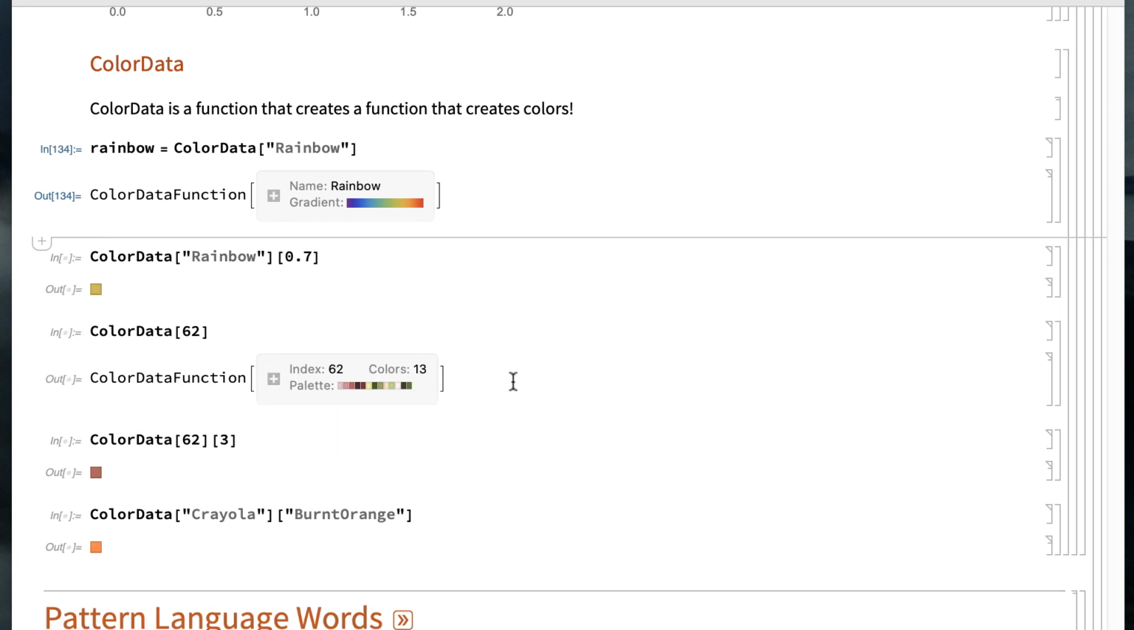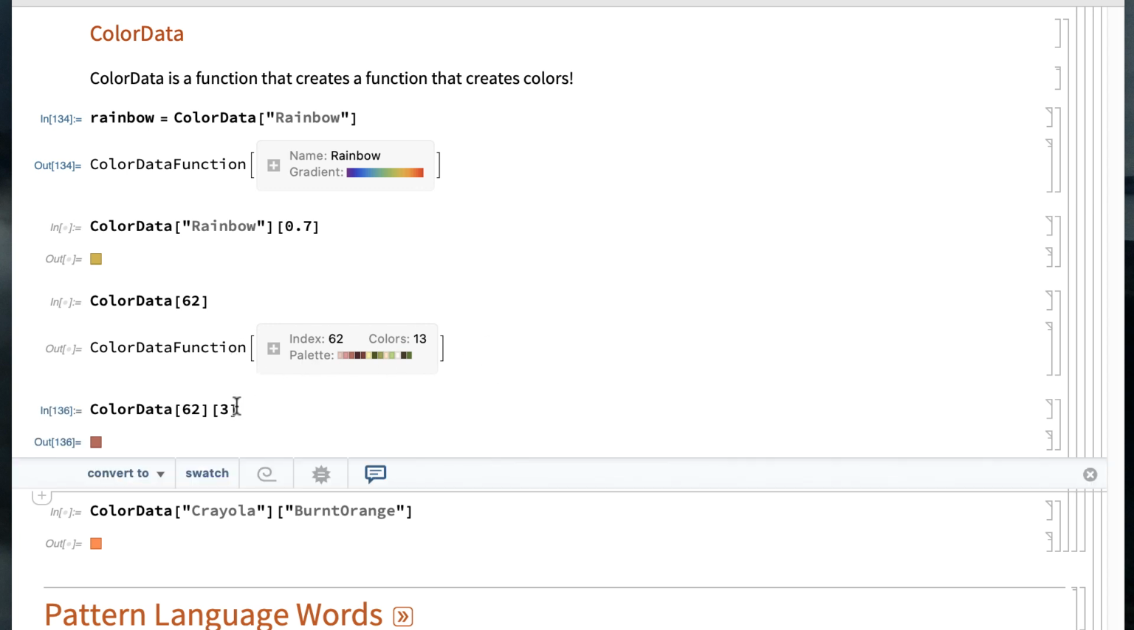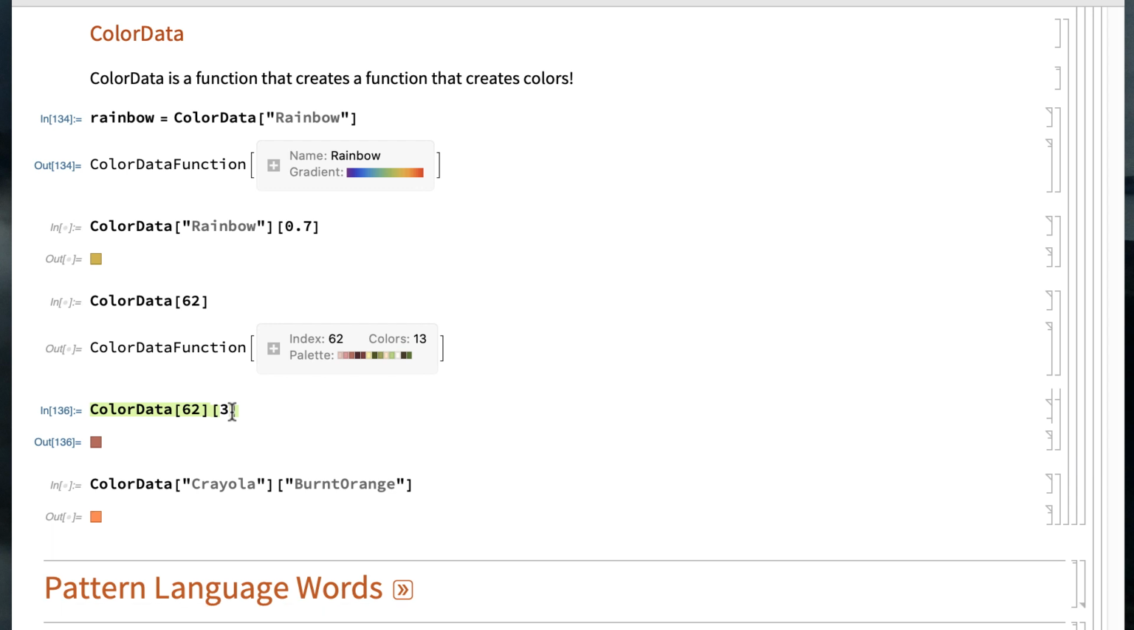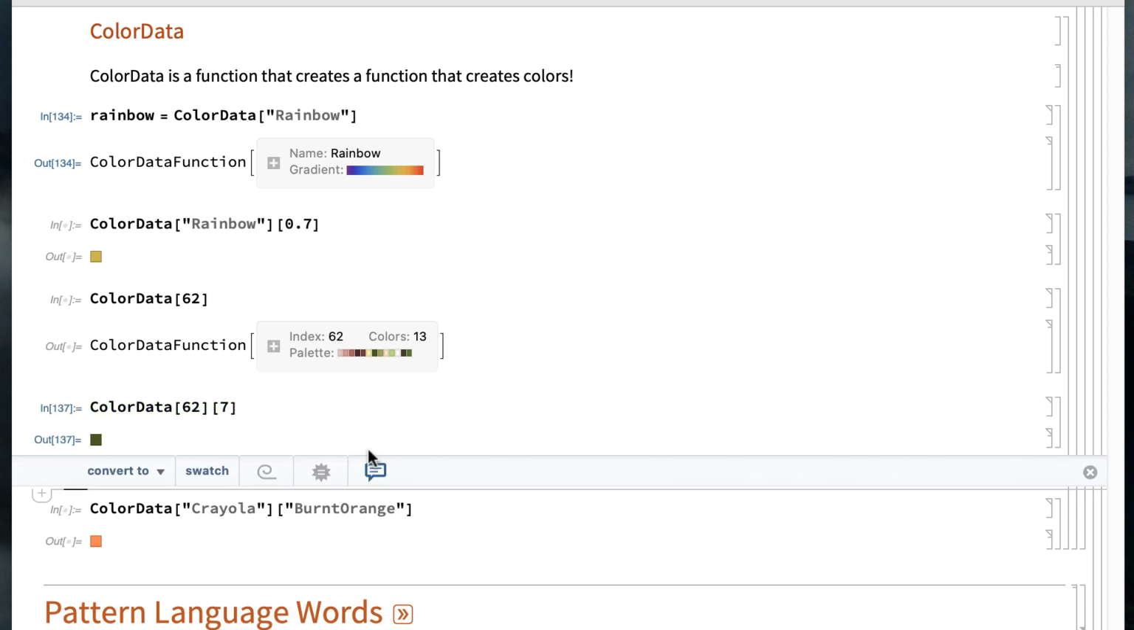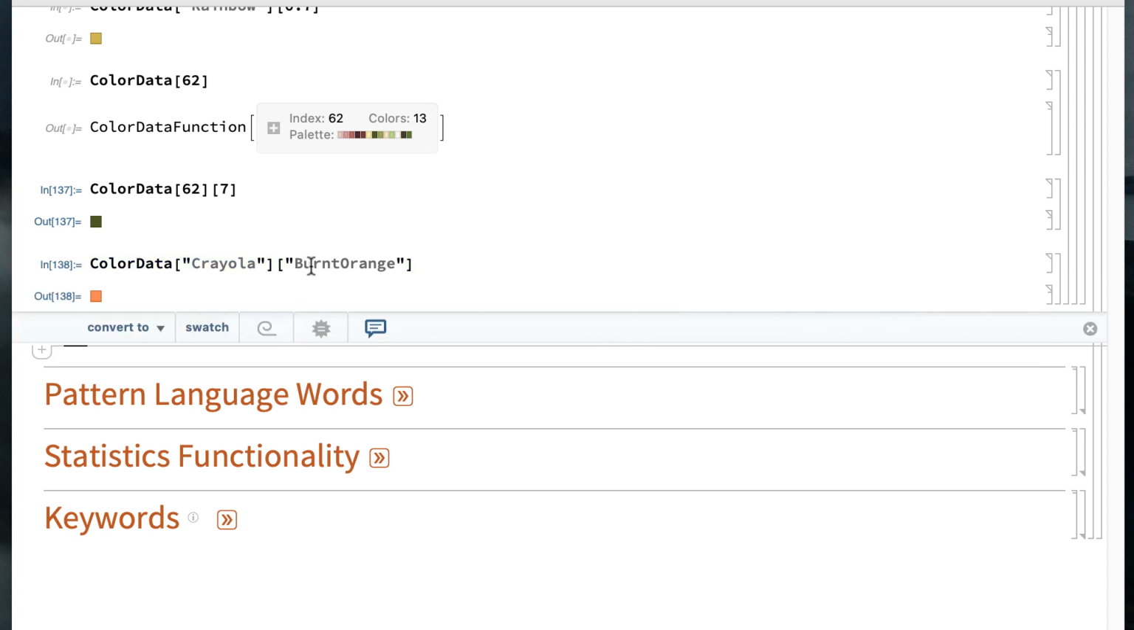All right. Also, instead of using names, there are certain numbers. This is an indexed color, so this creates a palette having 13 colors. So there's color 3, there's color 7. And you can also say, hey, I like crayons. And so here's burnt orange for the UT fans. And that's what I'm going to talk about with graphics. We'll see a lot more graphics in the weeks to come.